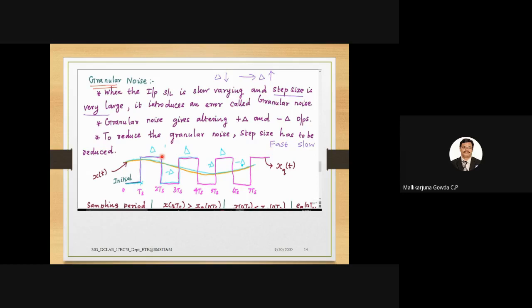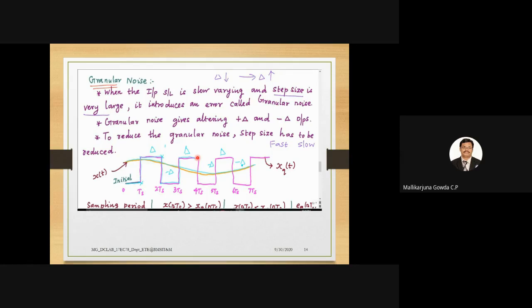So now x hat of nTs is greater than x of t, or x of nTs, the original analog signal, right? Now it will be decremented by delta, then it will maintain that value till the next sampling duration. Okay, now what happens? Now the analog input signal, that is x of nTs, is greater than x hat of nTs. So it will be incremented by delta, right? So it will stay at that value till the next sampling duration.